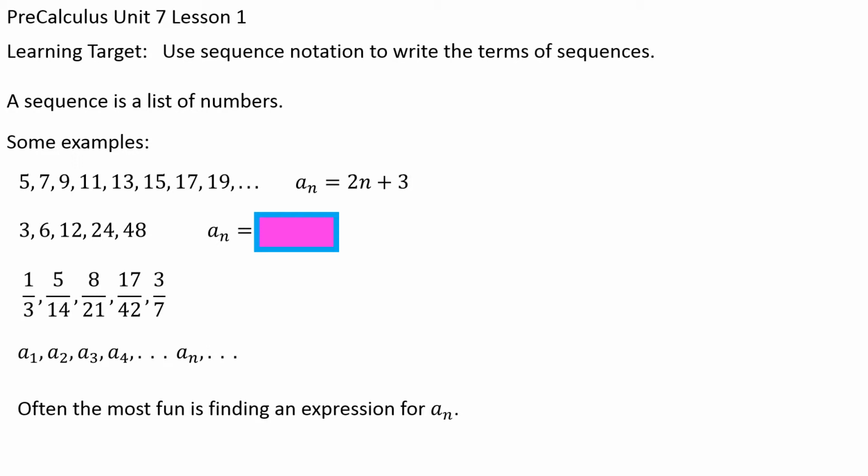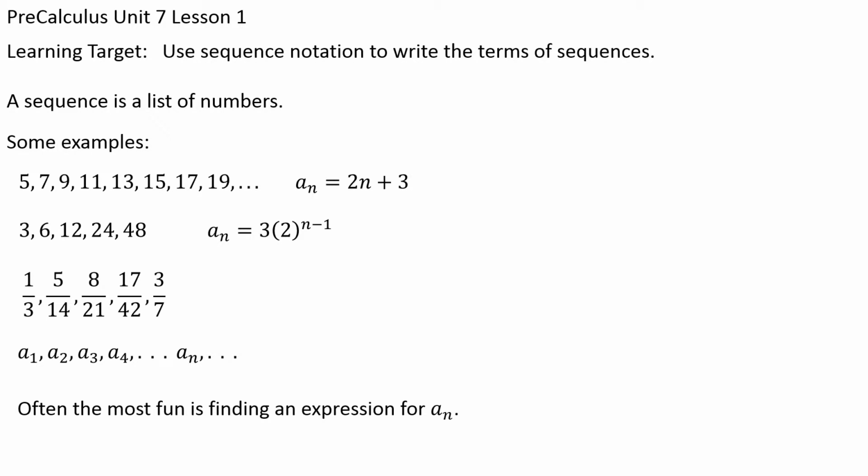Hmm, 3, 6, 12, 24. It looks like I start with 3, and then I keep doubling it, right? 3 times 2 is 6. 6 times 2 is 12. So we start with 3, and we multiply it by 2, but we do that n minus 1 times.